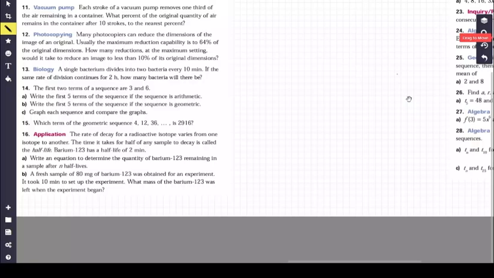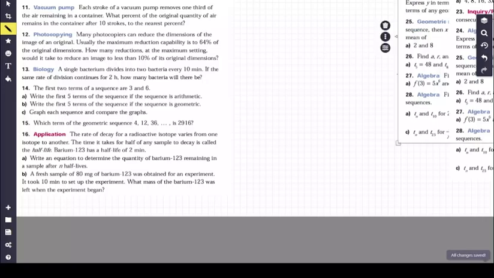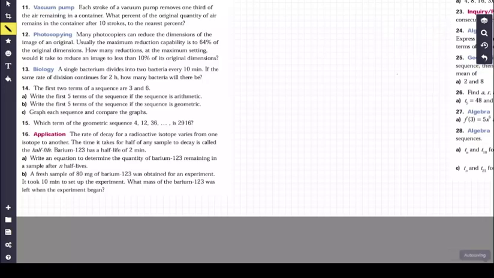Okay. Now let's go ahead and do this. 13. Biology. A single bacterium divides into 2 bacteria every 10 minutes. If the same rate of division continues for 2 hours, how many bacteria will there be? So originally we start at 1. And then every 10 minutes it goes to 2 and so on. So, bacteria doubles every 10 minutes. So let's see how many minutes are in 2 hours.